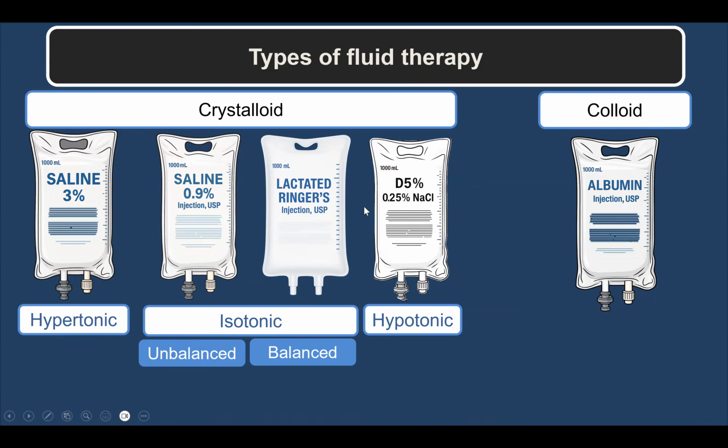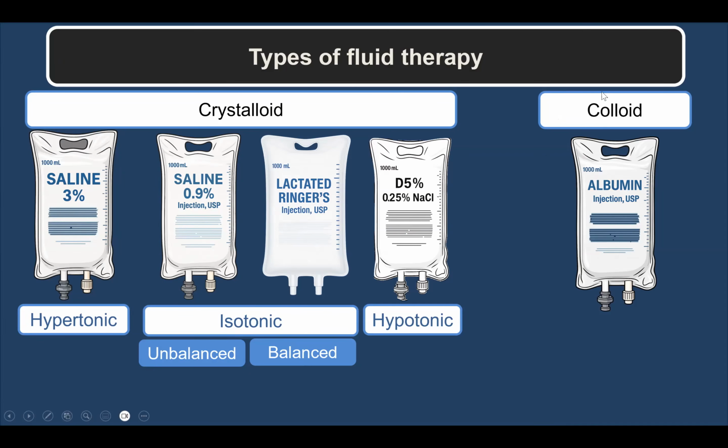First of all, what are the types of fluid therapy we usually use in intensive care? We have crystalloid and colloid. In the crystalloid, we have either hypertonic solution like saline 3% or isotonic like saline 0.9%, Ringer lactate, or Ringer acetate. And the difference between these two types of fluids is that saline is called an unbalanced solution and lactated Ringer is called a balanced solution. And lastly, we have hypotonic fluid like dextrose 5%, 0.25% sodium chloride.